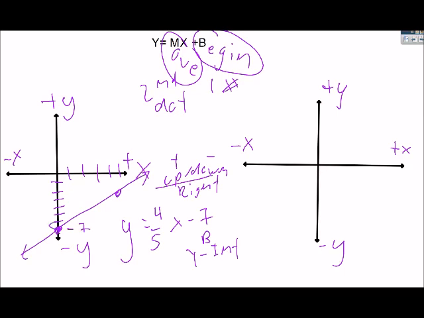So just to double check one more time, I started at -7. I went up 1, 2, 3, 4. And I went to the right 1, 2, 3, 4, 5.